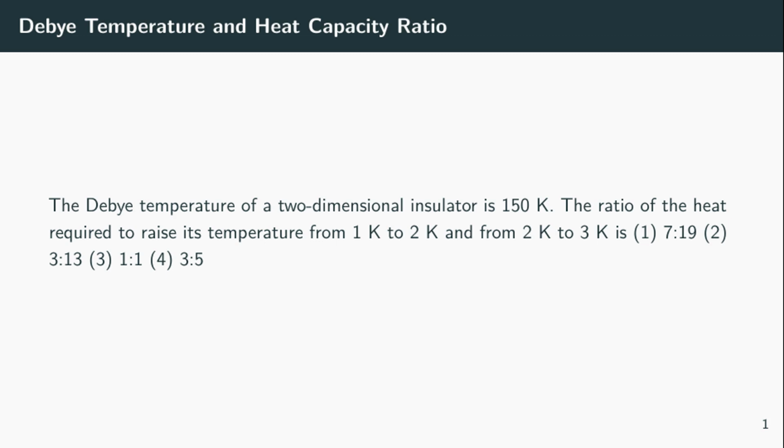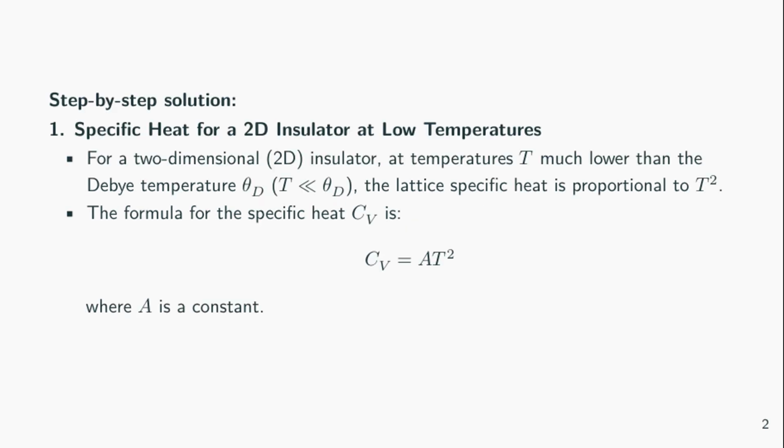Alright, let's tackle a problem involving Debye temperature and heat capacity. We are looking at a two-dimensional insulator that has a Debye temperature of 150 Kelvin. The question asks for the ratio of the heat needed to raise its temperature from 1 Kelvin to 2 Kelvin compared to the heat needed to raise it from 2 Kelvin to 3 Kelvin. Let's walk through the solution step by step.